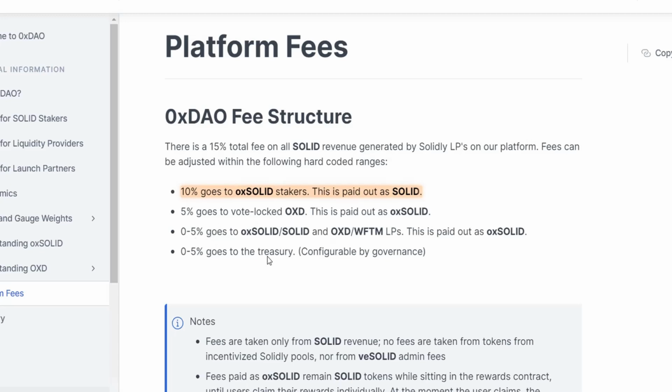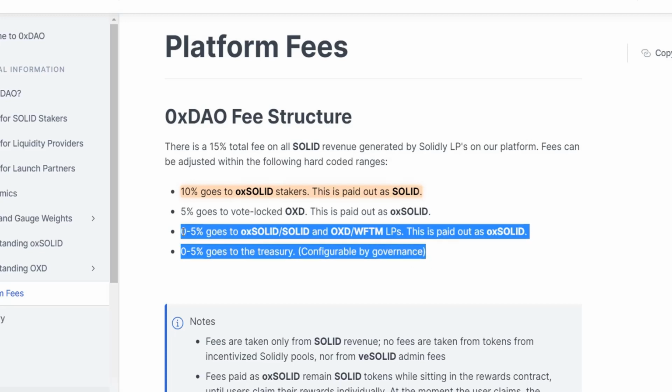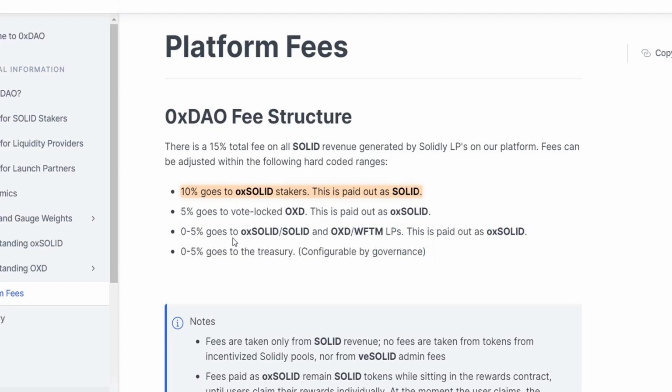And then there are these possible governance votes that governance can increase the fees by 0 to 5%. So 15 could go to 20 and 25, I assume. And they could incentivize these LPs further with oxSolid, and they can also give some fees to the treasury if the treasury needs to build up a war chest. So that's pretty much it.